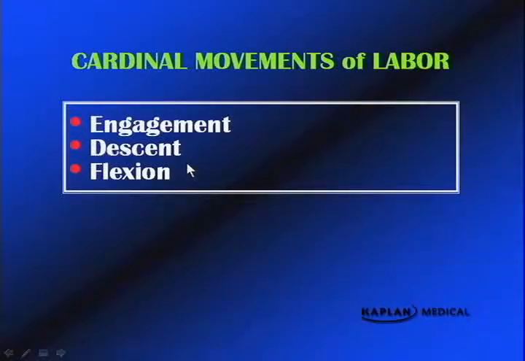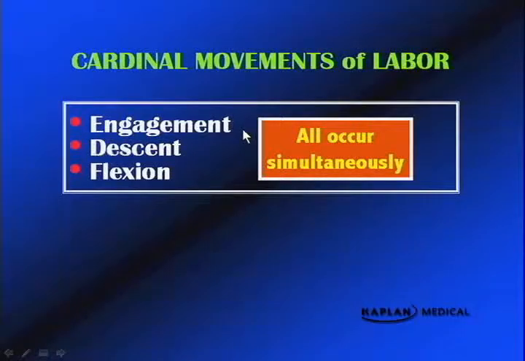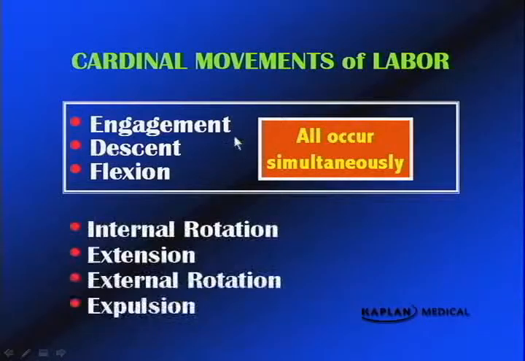Engagement is a term that describes the descent of the head through the pelvis. As the head comes down, the forces of the uterine contractions bring about flexion of the head. So engagement, descent, and flexion occur simultaneously. Following this is the sequence which always must be followed: internal rotation, which is followed by extension, which is followed by external rotation, which is followed by expulsion. And they could very well have on the USMLE Step 2 exam a question where they ask you which of the following options is the correct order in the cardinal movements of labor.